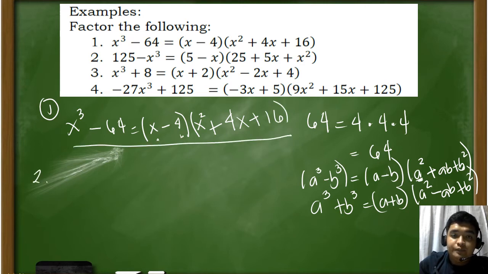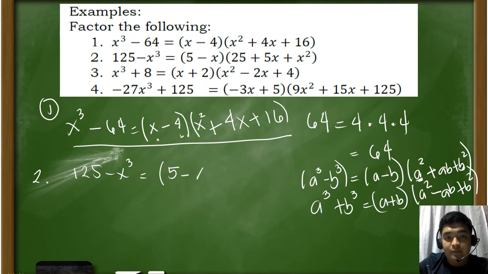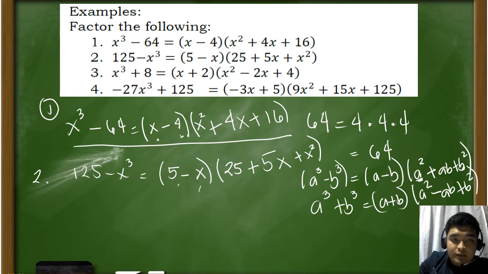Okay, for number 2, 125 minus x cubed. 125 is 5 cubed, or the cube root of 125 is 5. So 5 times 5 times 5 is 125. That is 5 minus x. Then the formula, a squared, 5 squared is 5 times 5 is 25. Plus ab, so 5 times x, that is 5x. Then b squared, that is plus x squared. Okay, so the same.